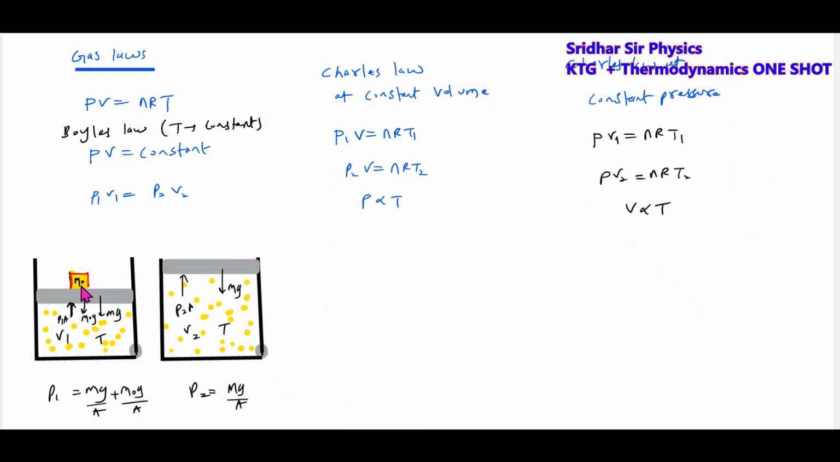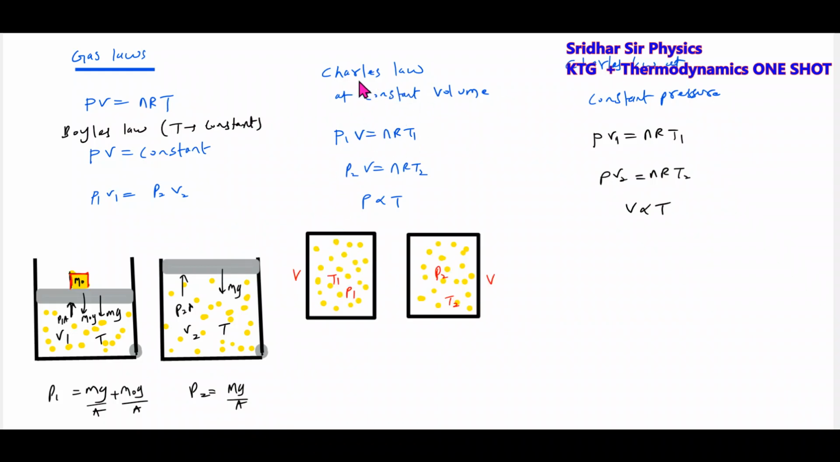I'll remove this load. When you remove this load, the gas will expand, then the pressure will decrease. What will the new pressure be? mg by A. Then we can write P1 V1 equals P2 V2, the temperature of the gas remaining constant. This is what practically we have to do. Next is Charles law at constant volume.